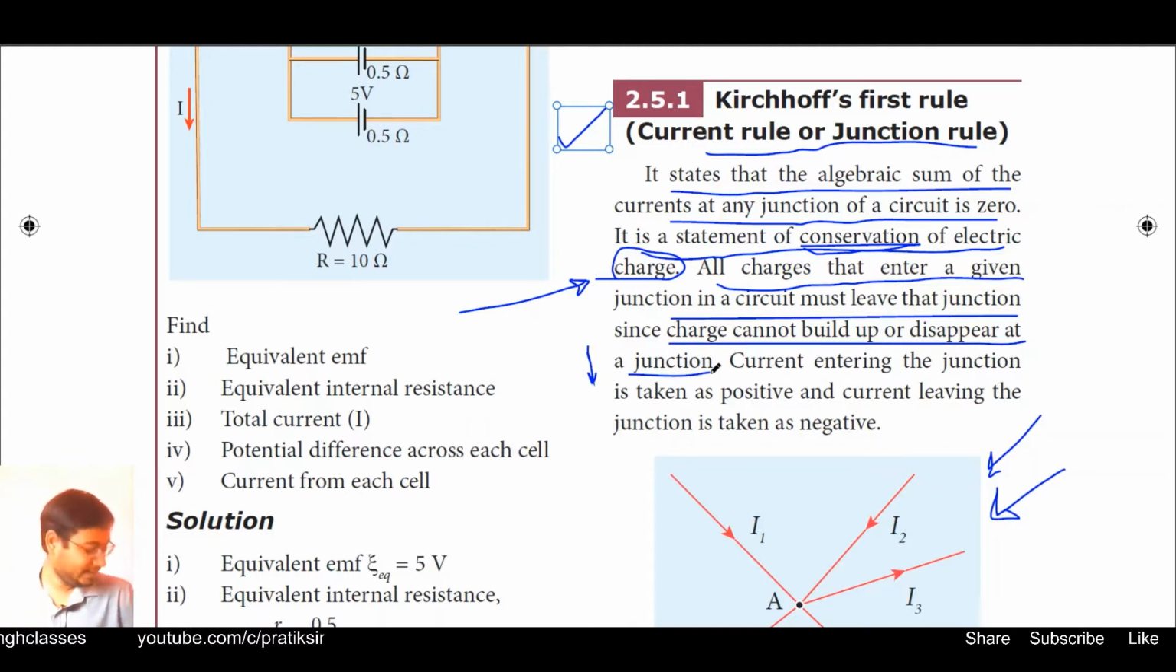We know very well that in any circuit, when charges flow, they can neither be created nor destroyed. They can change direction and a lot of other things can happen, but they can't be destroyed. Same thing happens here: at a junction the charge doesn't disappear. When we say the sum at a junction is 0, it doesn't mean that the charges disappear. It means that the charges incoming and leaving become equal.